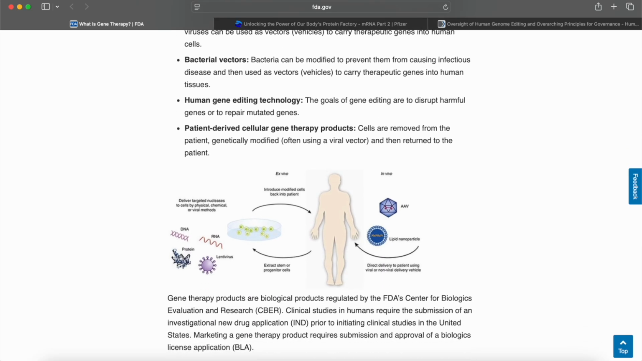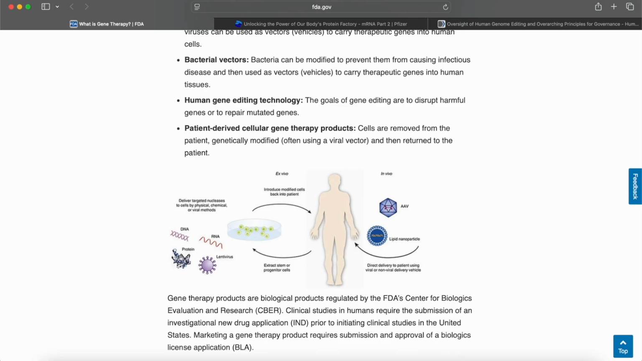Here we have this lovely image. In vivo. Lipid nanoparticles, which we will learn more about in the next episode. Direct delivery to patient using viral or non-viral delivery vehicle. And on this side, we have ex vivo. Extract the stem cells. We have DNA, RNA, proteins. Then we augment the cells and introduce modified cells back into the patient.